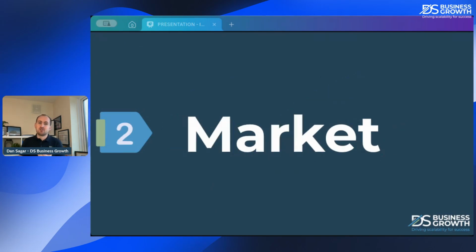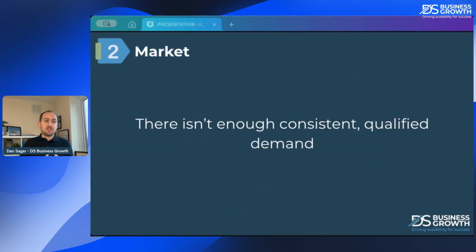Our second constraint is market. What I mean by this is that there isn't enough consistent, qualified demand for our products or our services. Just to mention up front, if this affects you, it's actually very rare. It's really important to think carefully about this one, because in reality this constraint affects a very, very small number of businesses. So if this affects you, it would be quite unusual, and it's worth making sure that it is super relevant to you.